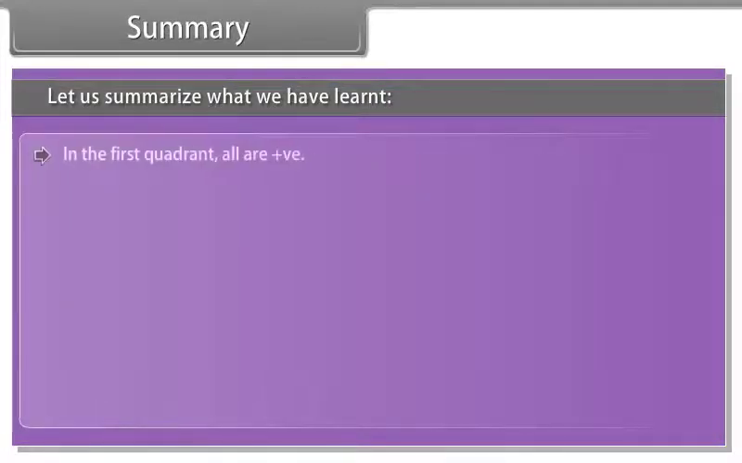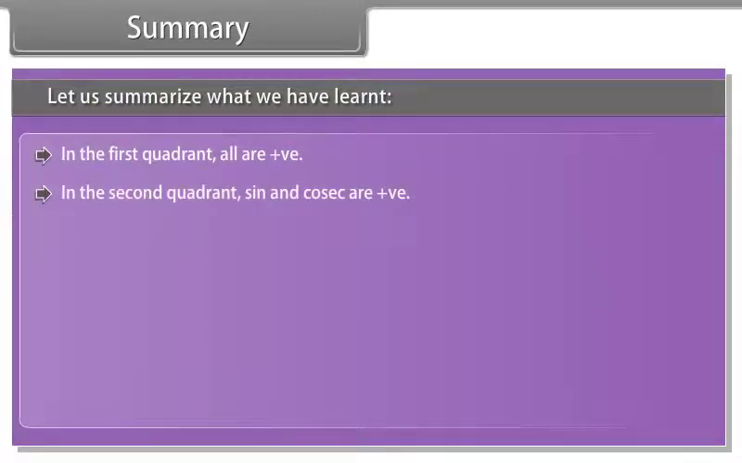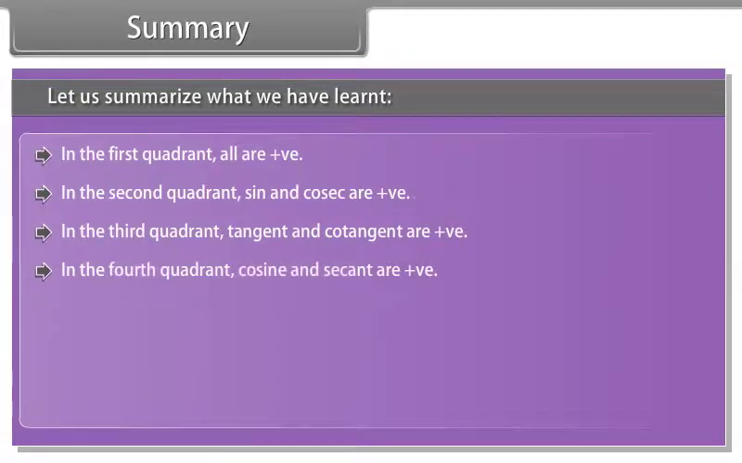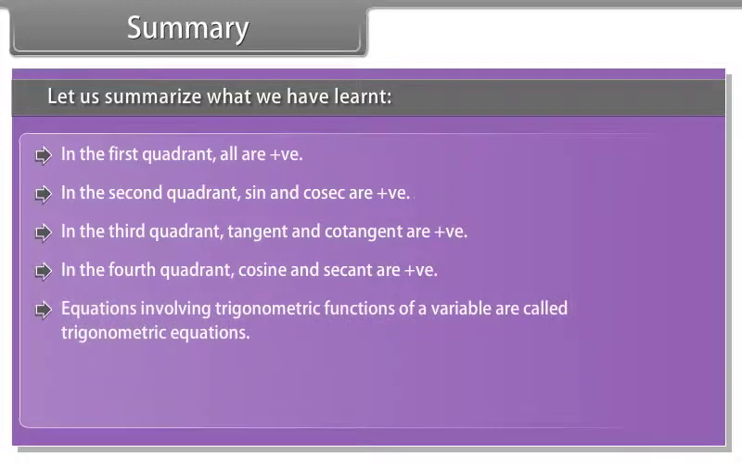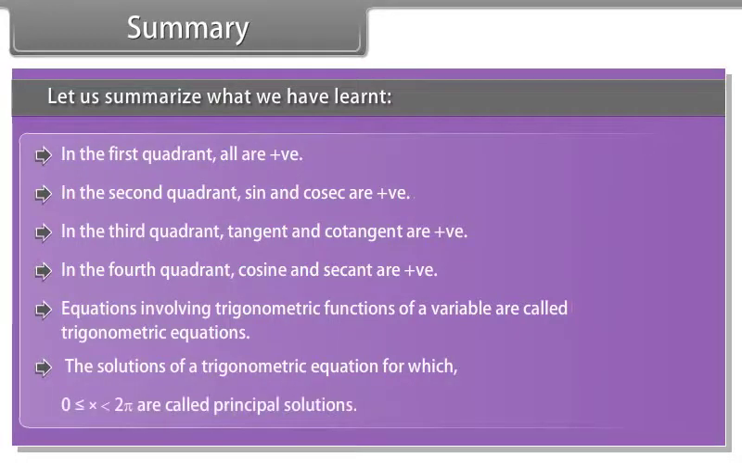In the first quadrant, all are positive. In the second quadrant, sine and cosec are positive. In the third quadrant, tangent and cotangent are positive. In the fourth quadrant, cosine and secant are positive. Equations involving trigonometric functions of a variable are called trigonometric equations. The solutions of a trigonometric equation for which 0 is less than or equal to x which is less than 2 pi are called principal solutions.